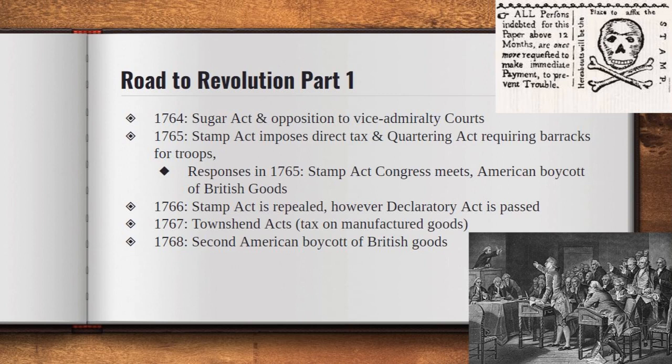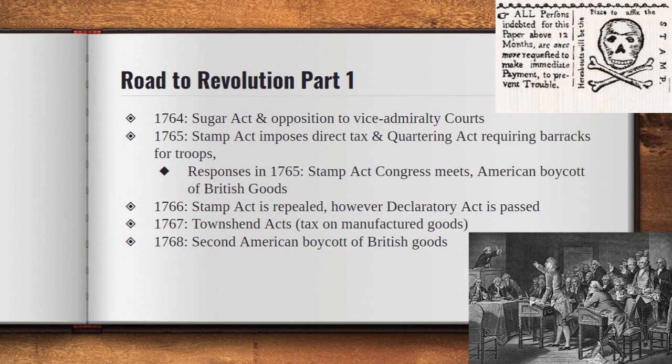1765 would prove to be a pivotal year as the British imposed the Stamp Act, which was a tax on many official documents that colonists, especially merchants, despised, and they quickly formed an intercolonial committee called the Stamp Act Congress to formally oppose and protest the act. This also coincided with a boycott of British goods. The following year, the British would repeal the Stamp Act to the delight of the colonists. However, the British did pass the Declaratory Act, stating it still had the power to tax the colonies.